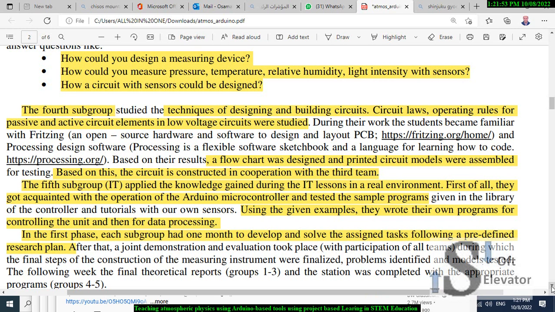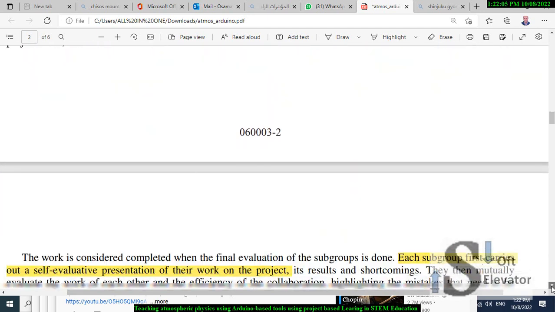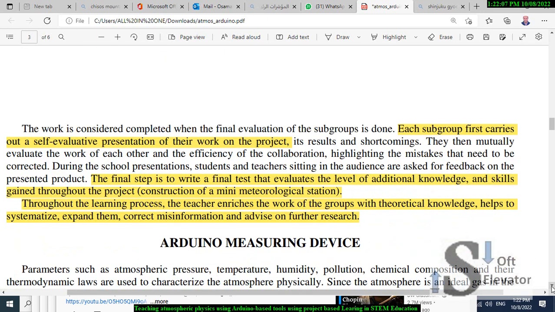In the first phase, each subgroup had 1 month to develop and solve the assigned tasks, following a predefined research plan. Each subgroup first carries out a self-evaluative presentation of their work on the project. The final step is to write a final test that evaluates the level of additional knowledge and skills gained throughout the project. Construction of mini meteorological stations.